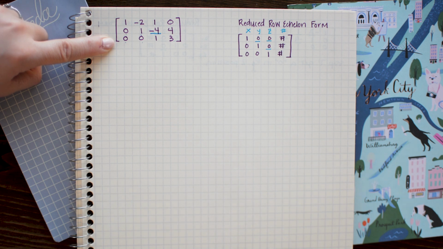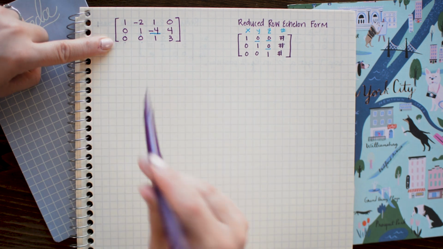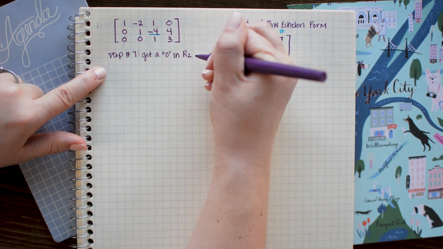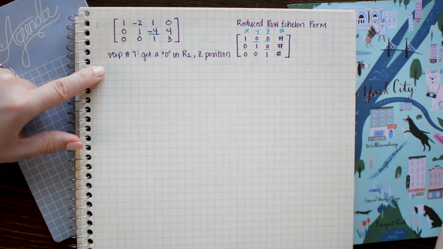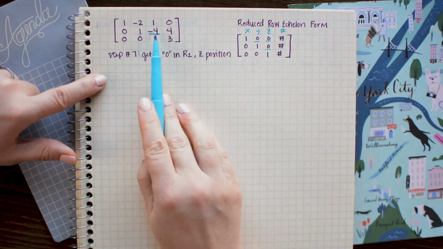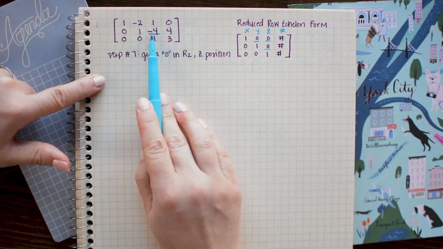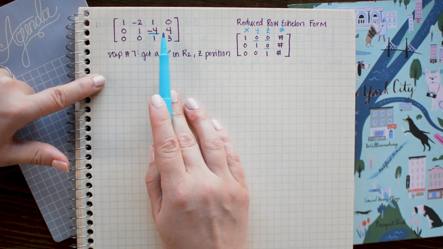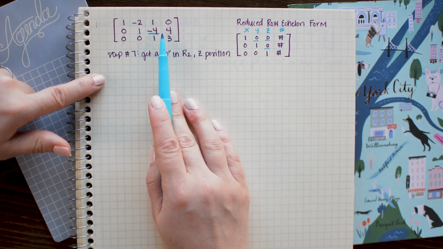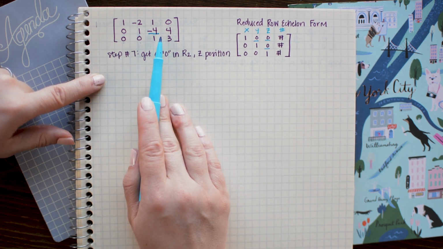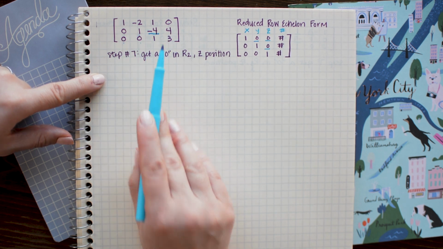All right, so the next step is to get a 0 in row 2 z position. Once again, I am going to write out the steps that I'm going to do to get a 0 in this position. So since I have a -4 here, I can take 4 times 1 and add it to it to get 0. So that is going to look like 4 times row 3 plus row 2. And I'm going to insert that into row 2.